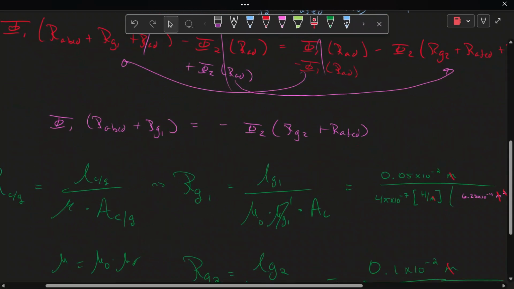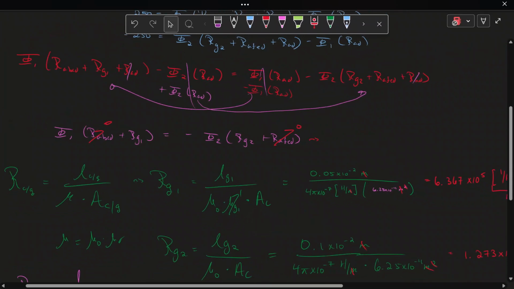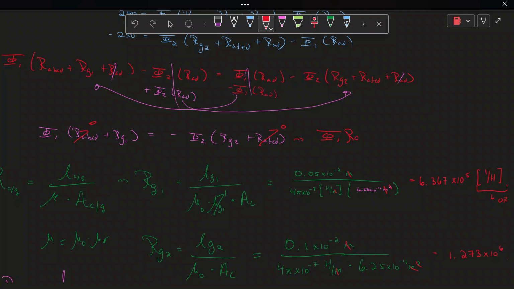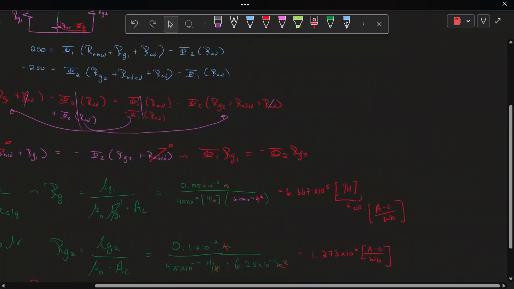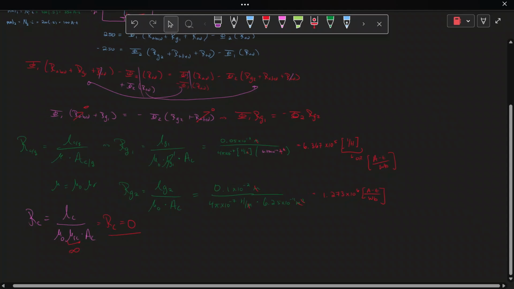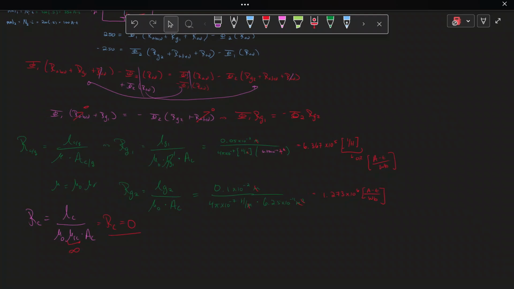So what can we do then? We can say this is 0 and this is 0, which gives us another equation here. Flux 1 times reluctance of air gap 1 is equal to negative flux 2 times reluctance of air gap 2. Well, we know reluctance of air gap 1 and reluctance of air gap 2. But is that going to give us an answer? That's going to give us more of a ratio. It's not going to give us an answer.